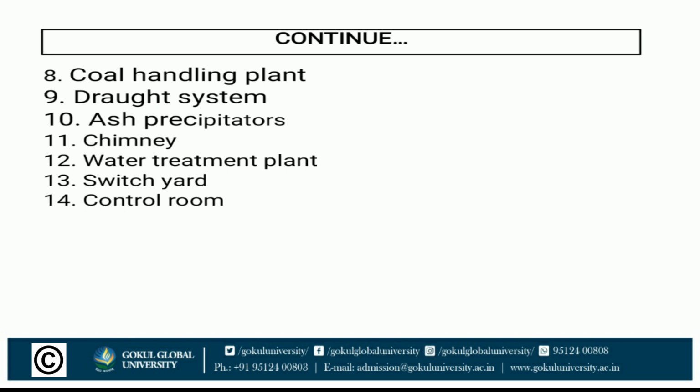Next one, water treatment plant. The function of water treatment plant is to remove impurities of water before water is supplied to the boiler. Thereafter, switchyard. The switchyard houses transformers, circuit breakers, and switches for connecting and disconnecting the transformer and circuit breakers. The electricity generated by the 11 kV generator is stepped up by the unit transformer from 132 to 220 kV for further transmission through high tension lines and fed to the regional grid.